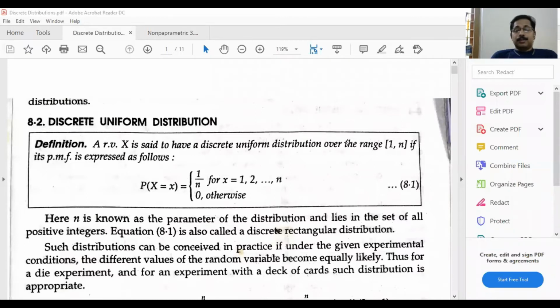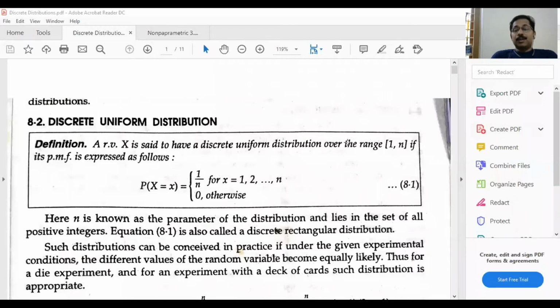So the first discrete distribution in distribution theory is the uniform distribution, or it is called the rectangular distribution. So what about this distribution? It says that a random variable x has a discrete uniform distribution on the range, the closed interval 1 to n, if its probability mass function is probability of X equal to x is 1 by n, where x takes the values 1, 2, etc. up to n. See, its lower value is 1, not 0.